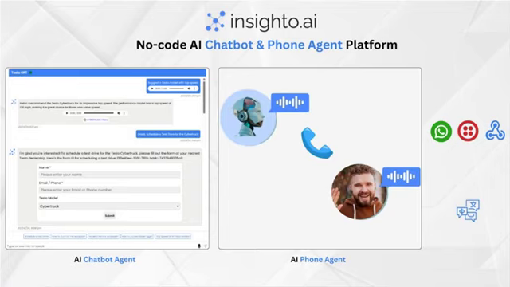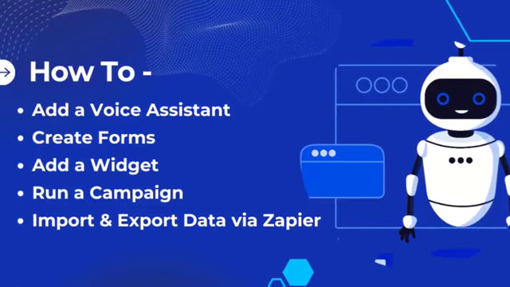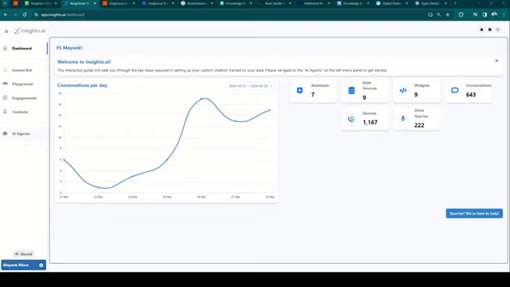In this demo, we'll learn how to add a voice assistant, create forms, add a widget, run a campaign, and use Zapier to exchange data in and out of Insighto. Let's get started. Once you sign up, you'll be redirected to the dashboard page and you'll notice a couple of menu options on the left bar.